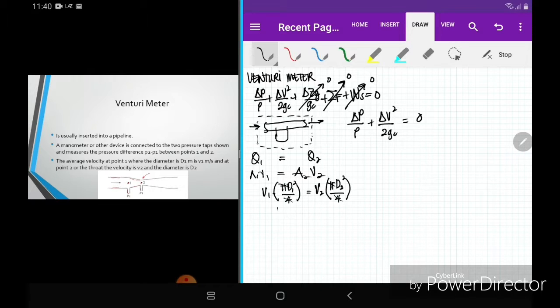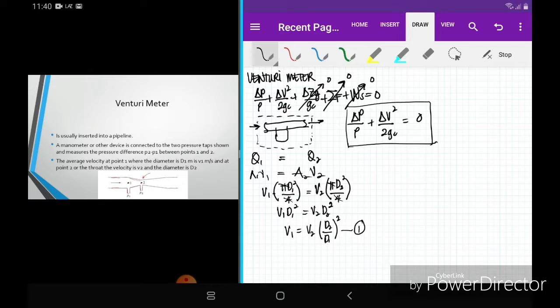Okay? Then, your equation will become V sub 1 D sub 1 squared is equivalent to V sub 2 D sub 2 squared. Or, simply, V sub 1 is equivalent to V sub 2 times D sub 2 all over D sub 1 quantity squared. Okay, so this is equation number 1. Now, pwede din tayo makakuha ng V sub 1 from this particular equation. Okay?